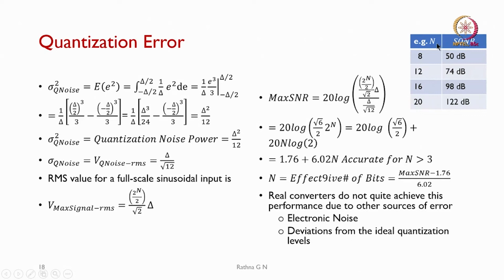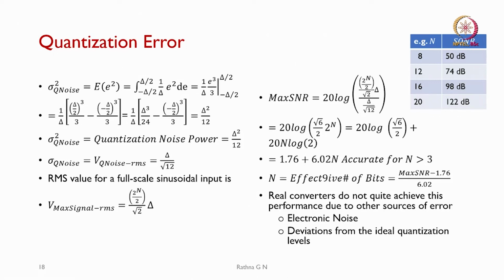To calculate for n equal to 8, the signal to quantization noise ratio we are going to get is 50 dB. If n is equal to 12, I can achieve 74 dB signal to quantization noise ratio. When it is 16 bits, I can achieve 98 dB, and if it goes to 20 bits, I can achieve 122 dB.